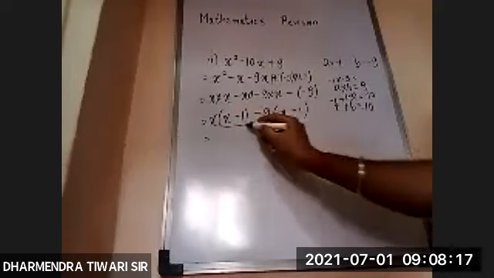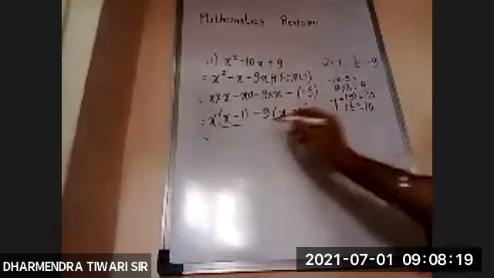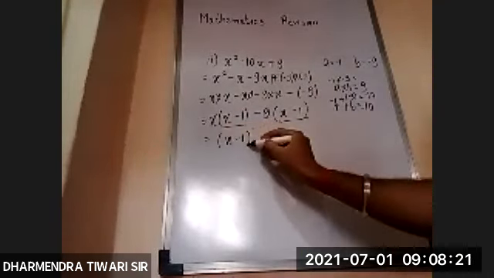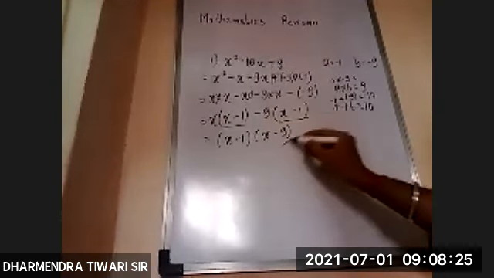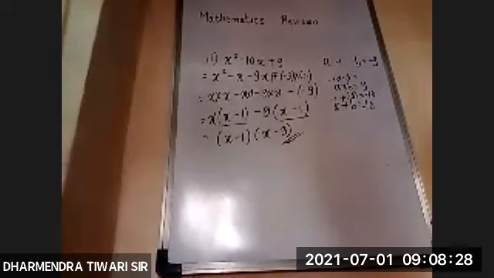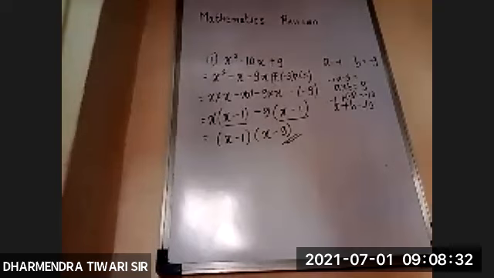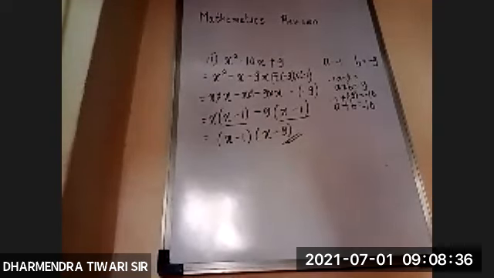Now, x minus 1, take it outside. What remains? x minus 9. Yeah, we are done with this problem also. Just have a look, try to understand, go through each and every step. You can copy.